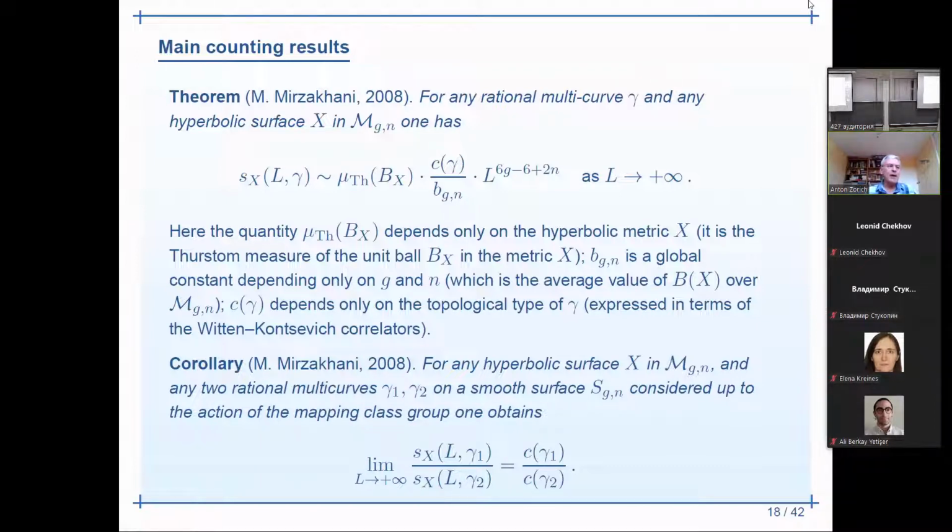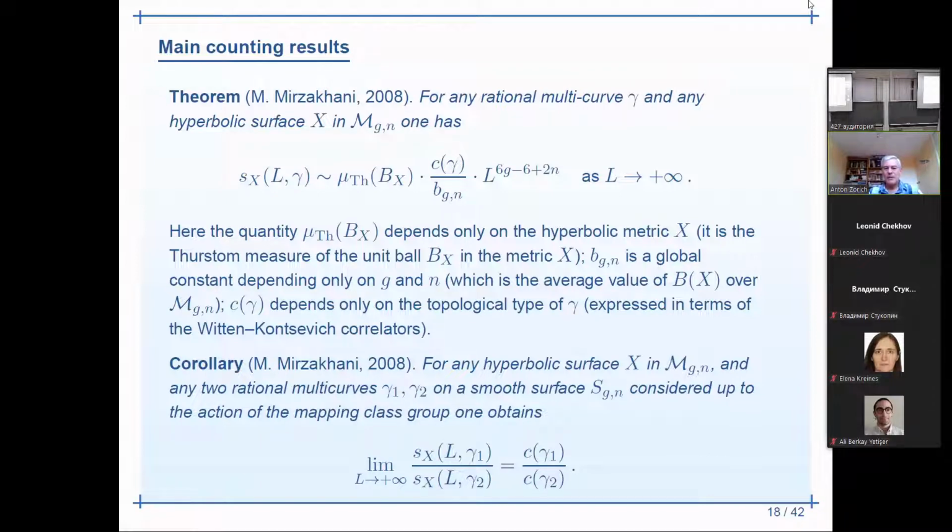And this is somehow surprising, at least at first glance, because when you fix just the genus of the surface g and the number of cusps, you can create an enormous variety of hyperbolic surfaces. And in particular, you can create hyperbolic surfaces which are very peculiar.